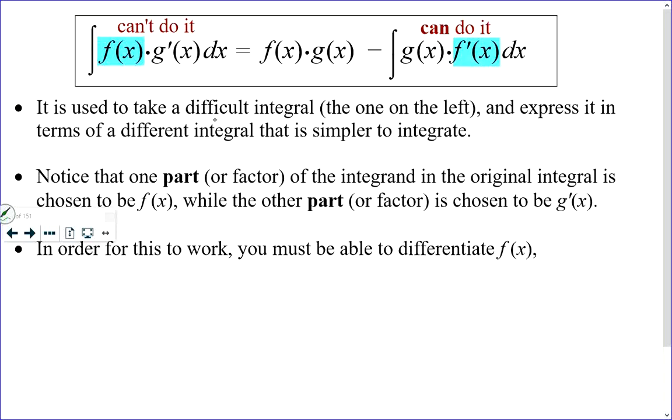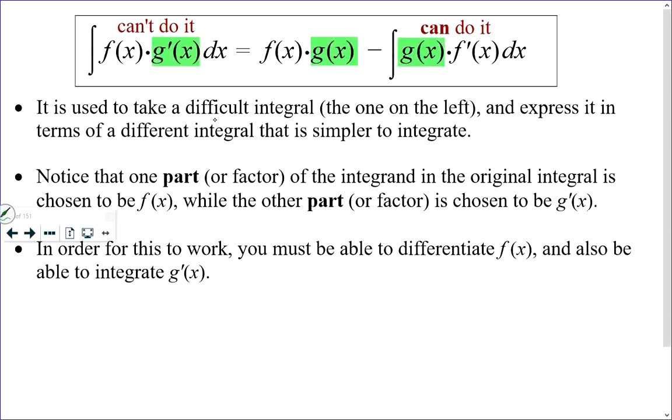This f of x that you choose has to be something you can differentiate. Because you're going to pick a piece, it's actually called a part or a factor, of the original integrand, and in the formula it turns into f prime of x someplace. So whatever you choose, you have to be able to differentiate it, because you have to write the new integral, which contains f prime of x. Whatever you choose for g prime of x, you have to be able to anti-differentiate it, because whatever it was is going to become g of x on the other side of the formula.